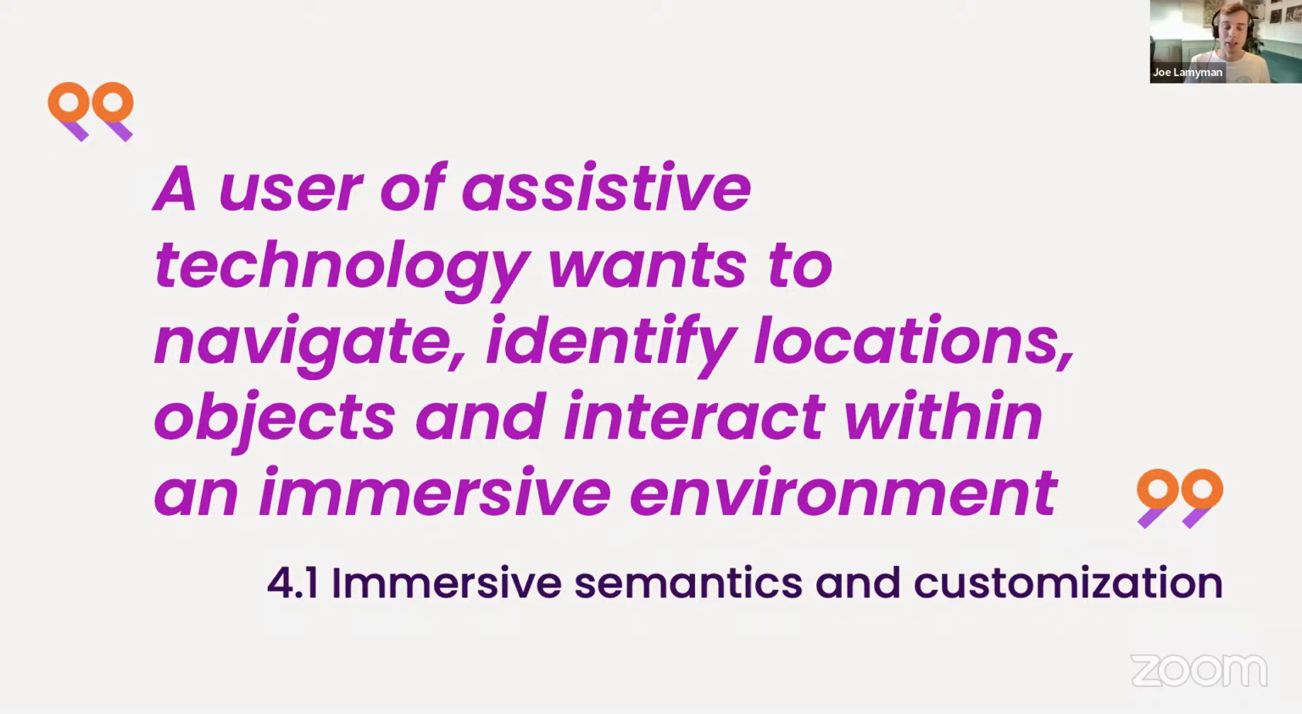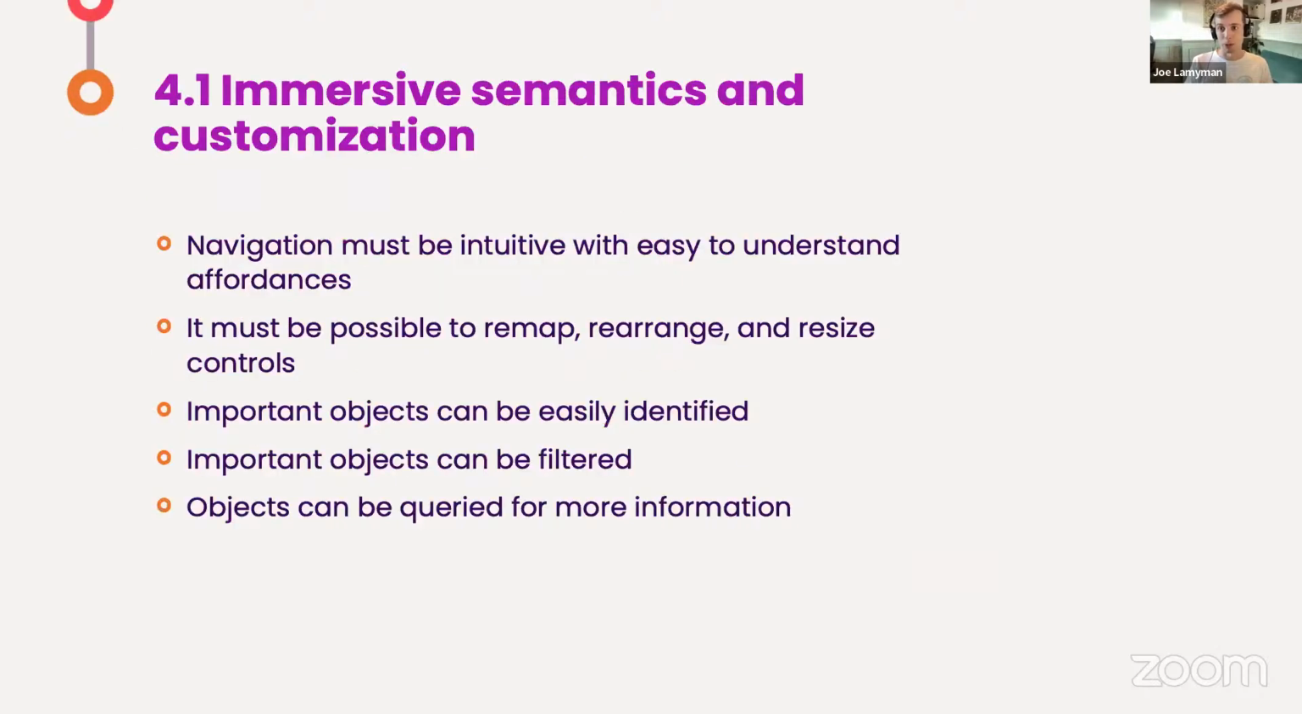And as I mentioned earlier, in the XR AUR document, these user needs are broken down into different requirements. And for this one, there's 5 different requirements, which I'll very quickly run through. The first is that navigation must be intuitive with easy to understand affordances. It must be possible to remap, rearrange, and resize controls. Important objects can be easily identified. Important objects can be filtered, and objects can be queried for more information. So they really nicely break down the user need, but also cover quite a bit of ground between them.